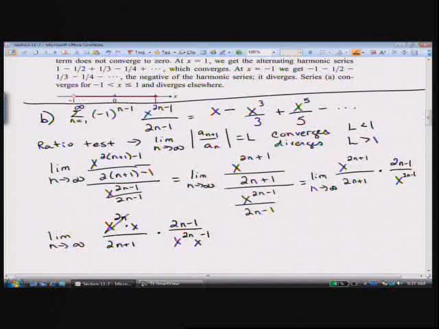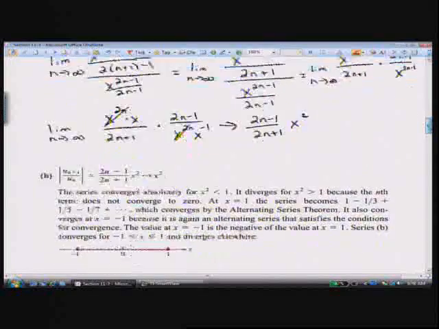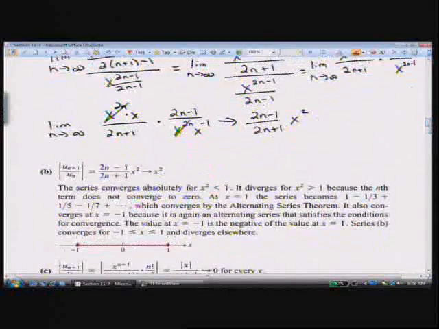So the x to the 2n's will cancel, and an x to the negative 1 in the bottom is the same as an x up top. So I have 2n minus 1 over 2n plus 1 with an x squared. Okay? And when we look at the limit as n goes to infinity, this is just going to be 1, right? So what has to be true is that x squared has to be less than 1.